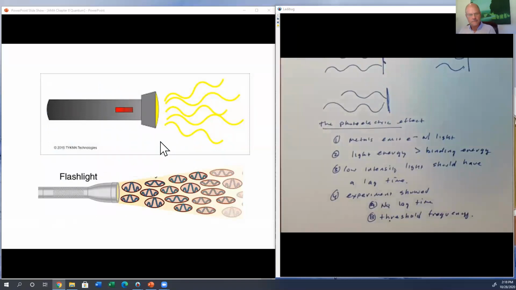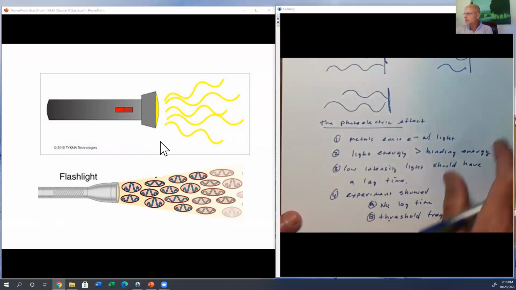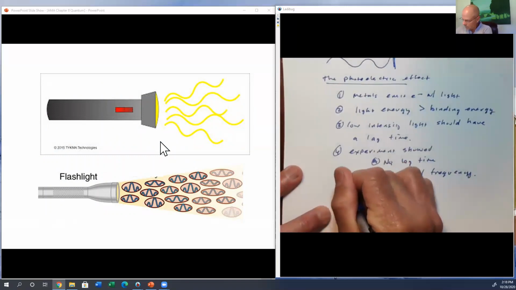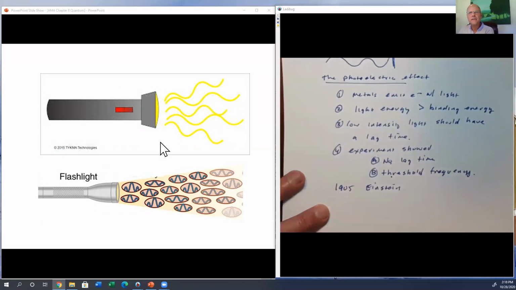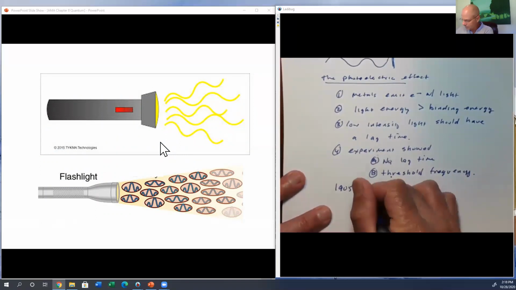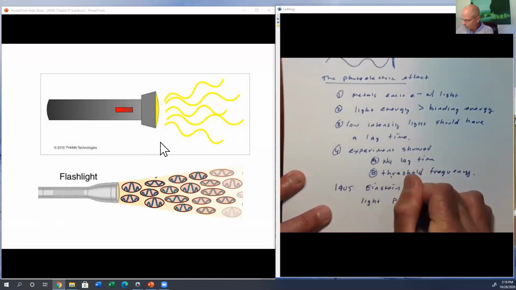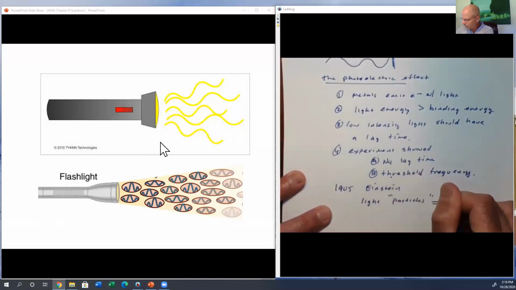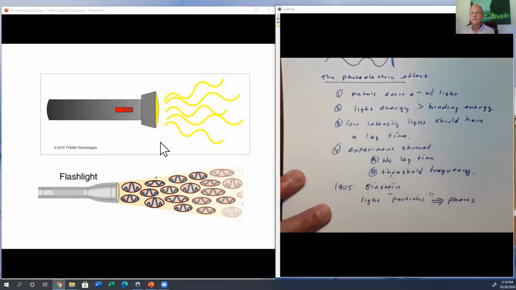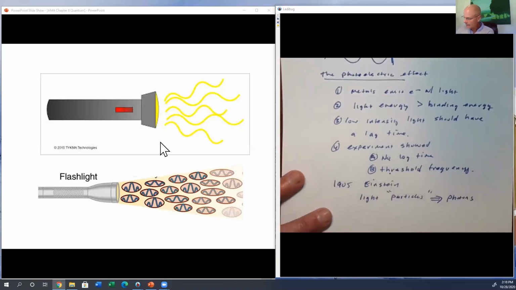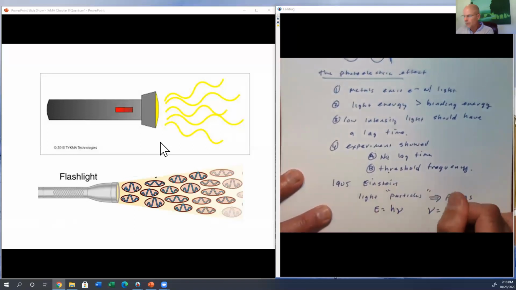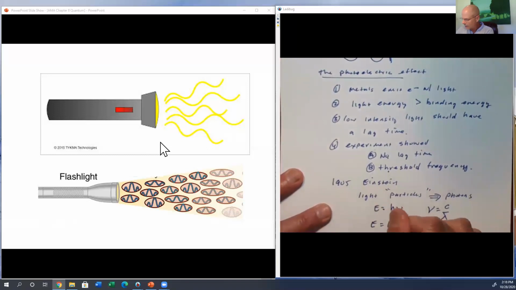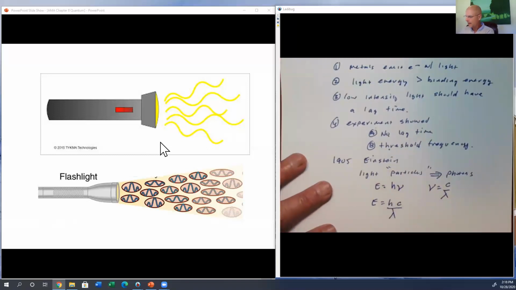So what happened was then in 1905, Einstein said, aha, the reason this is happening is because light comes in particles. Today we call those photons. And Einstein said that the energy of a light particle was equal to h nu. And since nu is equal to c over lambda, we learned that last time, E is equal to hc over lambda. Okay, and what are these things?